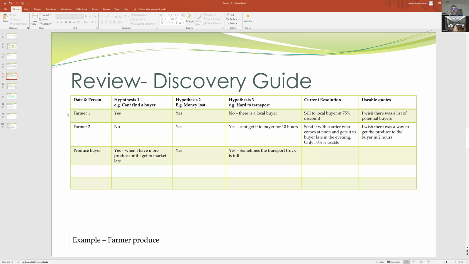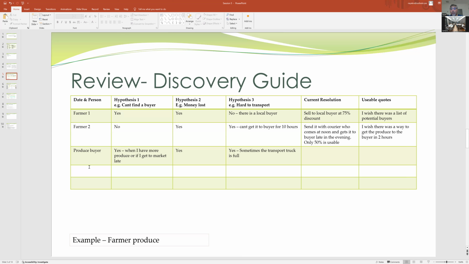Now, that is one segment. Now I go to the other segment. I feel that I can solve the problem better from the produce buyer's perspective. I'm going to talk to different people in the supply chain. The farmer says, I usually sell it to a middleman, and that's the produce buyer. So talk to the produce buyer.